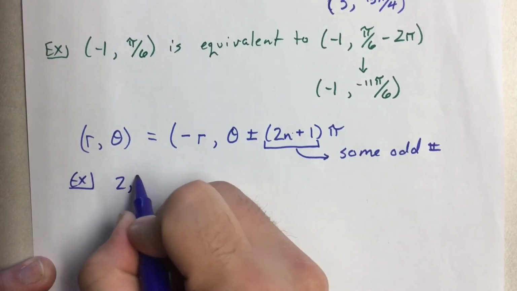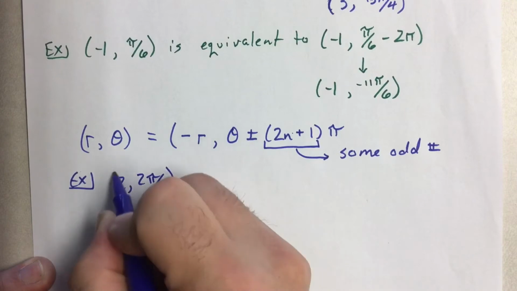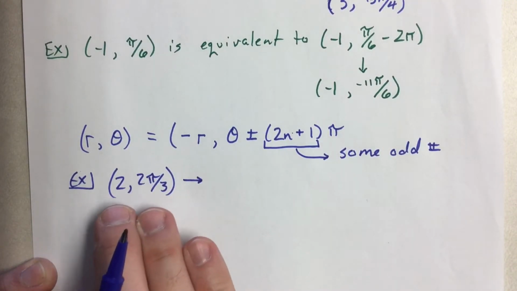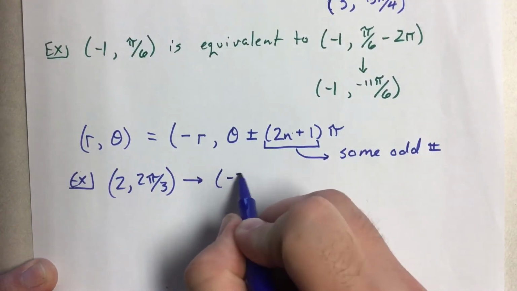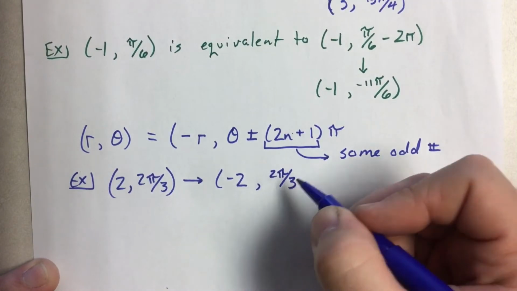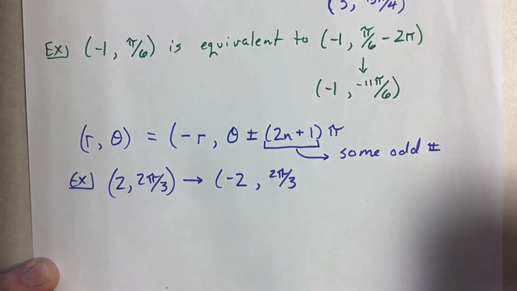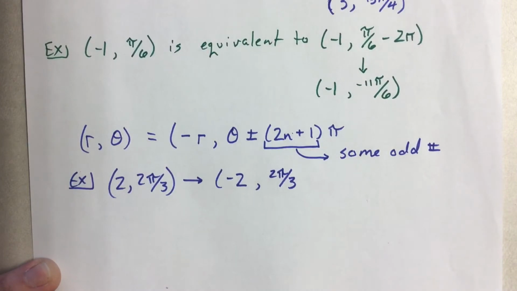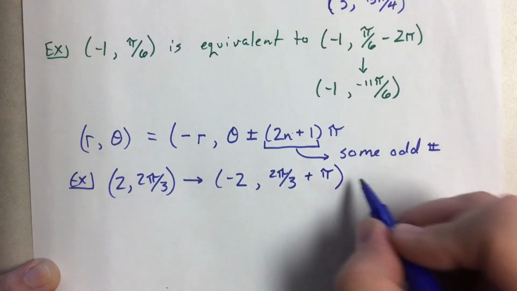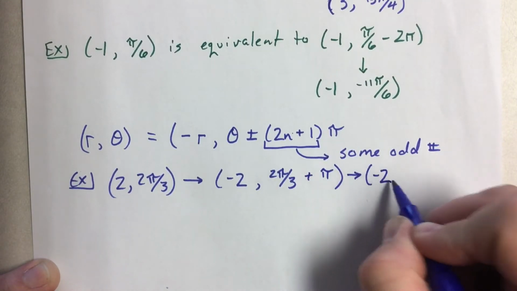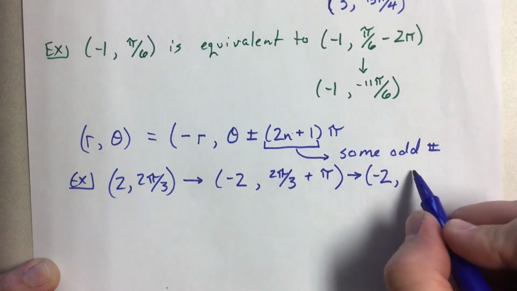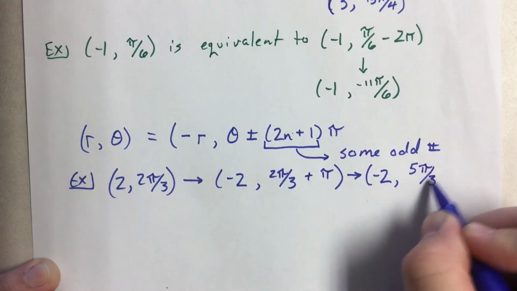Okay, so let's say we have 2 and 2 pi over 3. So this whole process says another form of writing this position is saying negative 2 and then 2 pi over 3. Let's add an odd number of pi. So I can add 3 pi or 5 pi, but why not just add pi? Okay, so that would give us then negative 2. And then this would be 3 pi over 3. So 2 pi over 3 plus 3 pi over 3 is 5 pi over 3.